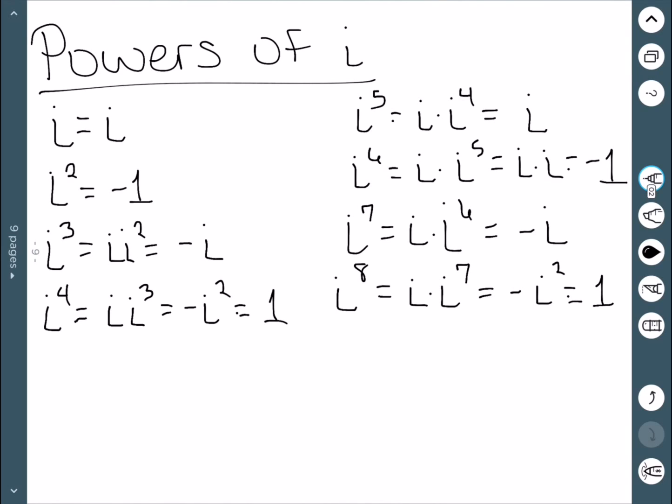So we see this pattern, and overall the powers of i are going to repeat between i, negative 1, negative i, and 1. And this will allow us to take very high powers of i very easily. We start with i to the 31. And the key is to write this in terms of 4.